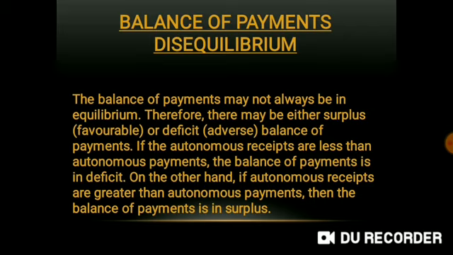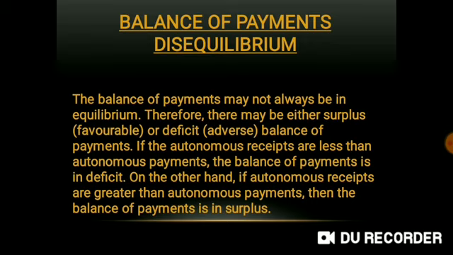There are times when there will be disequilibrium in the balance of payment. The disequilibrium of balance of payment may be either a surplus balance of payment or a deficit balance of payment. We have a deficit balance of payment when autonomous receipts are less than autonomous payments. In simple sense, we can say that whenever the receipts are less than the payments, the balance of payment is said to be in deficit.